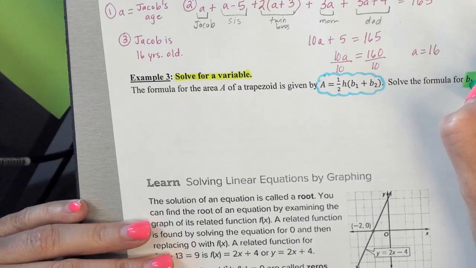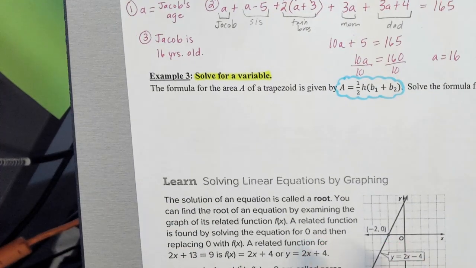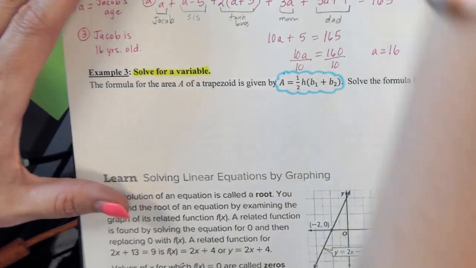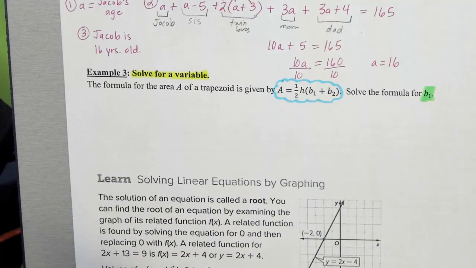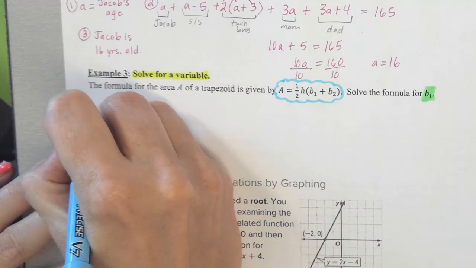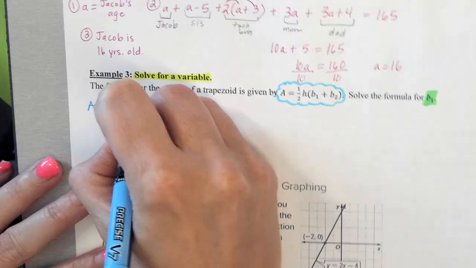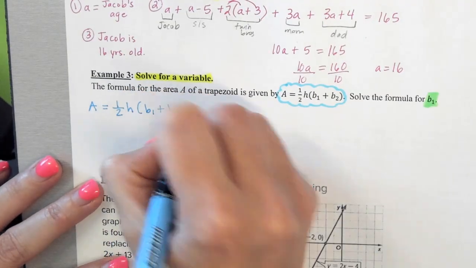So we have to get that by itself. You need to make sure that you are showing your steps here for how you are getting that variable by itself. Okay, so we're going to start here. There are different ways that you can start this and still be correct.